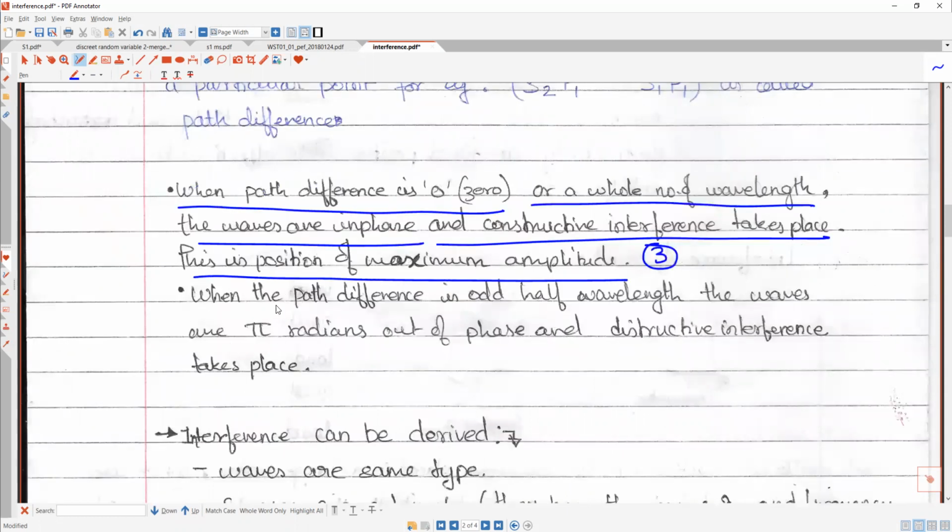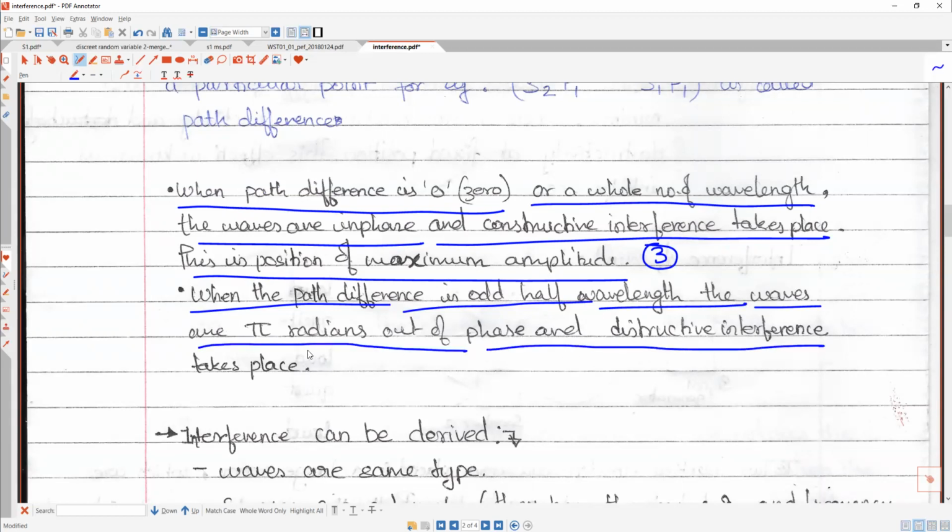When the path difference is an odd half wavelength, that means lambda by 2, 3 lambda by 2, 5 lambda by 2, 7 lambda by 2, where you have an odd number on top and 2 at the bottom, the waves are pi radians out of phase, and destructive interference takes place.